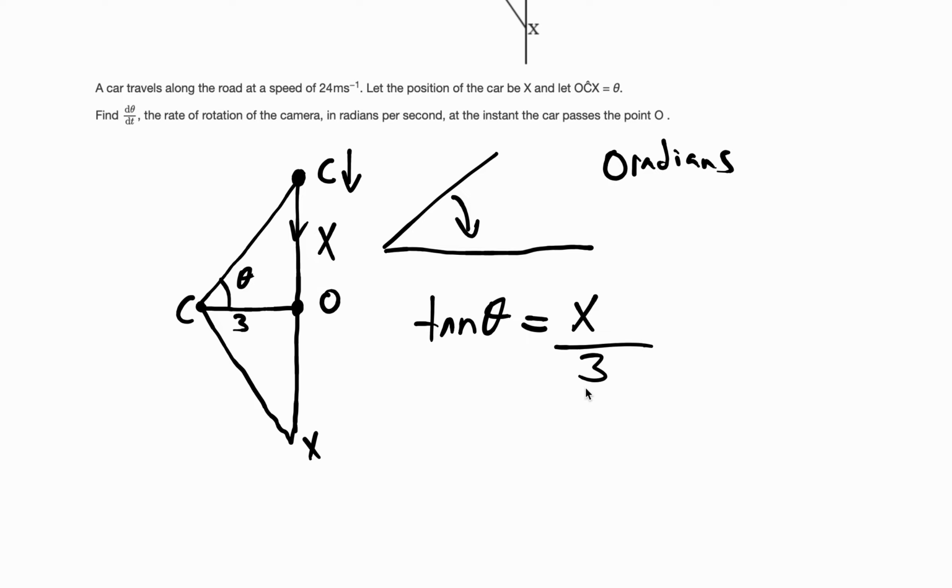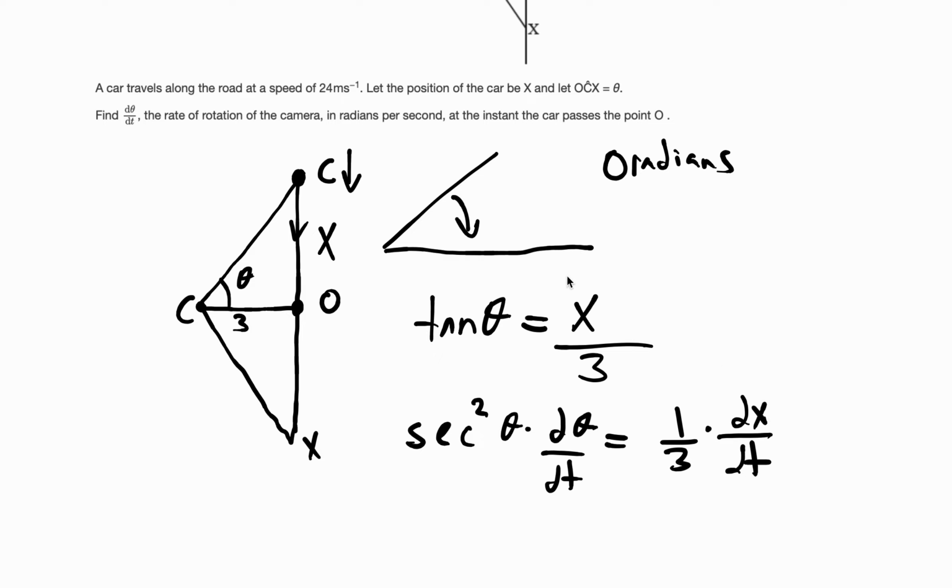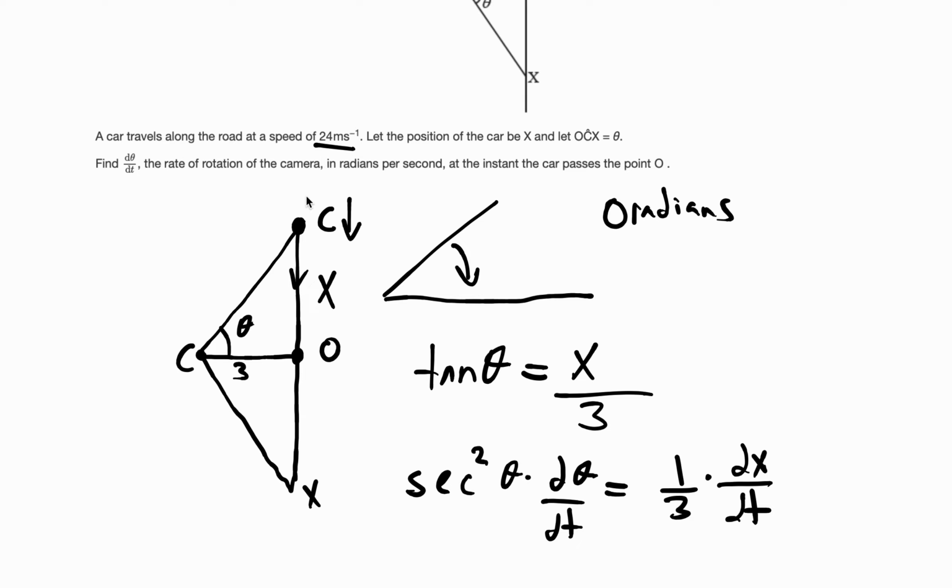Now why is this important? Well, I can now differentiate this, and using implicit differentiation I'll get that sec square theta times d theta by dt, which is a chain rule in this case, is equal to 1 by 3 times dx over dt, another implicit differentiation. Now what does this dx over dt represent? It's the speed at which the car covers this distance x over some time, which is given to me as 24 meters per second.